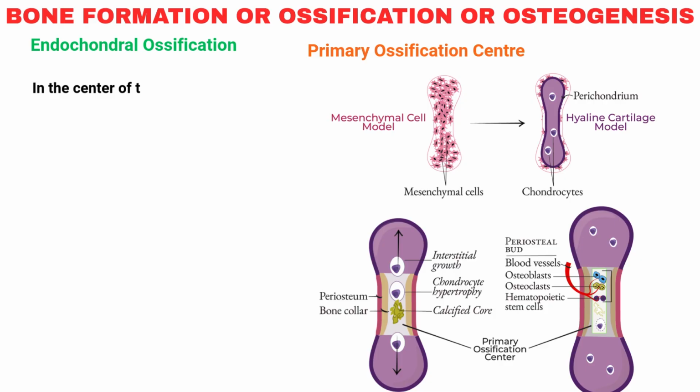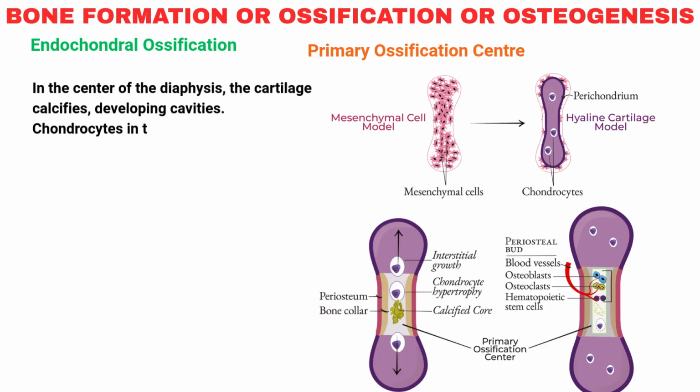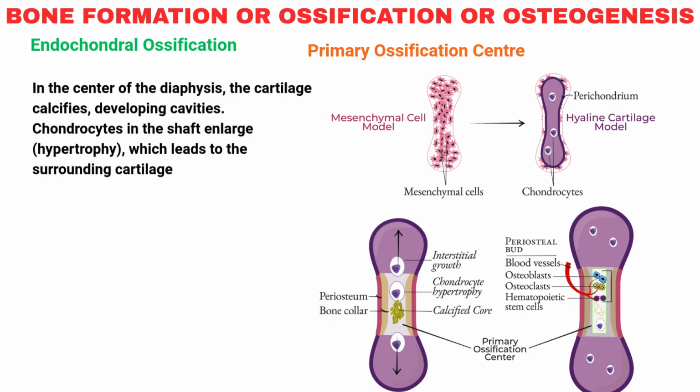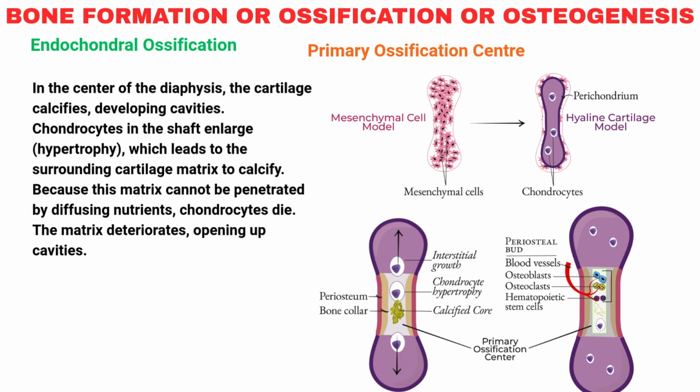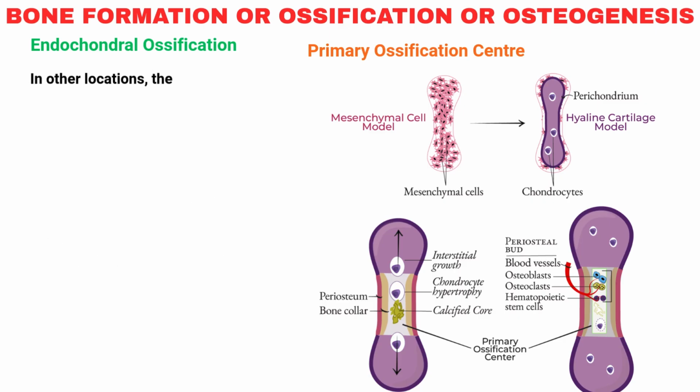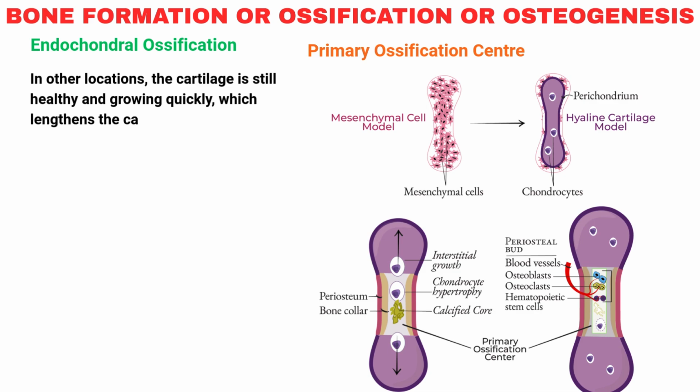In the center of the diaphysis, the cartilage calcifies, developing cavities. Chondrocytes in the shaft enlarge, which leads the surrounding cartilage matrix to calcify. Because this matrix cannot be penetrated by diffusing nutrients, chondrocytes die. The matrix deteriorates, opening up cavities. The bone collar stabilizes the hyaline cartilage model. In other locations, the cartilage is still healthy and growing quickly, which lengthens the cartilage model.